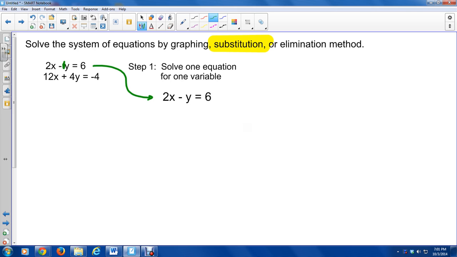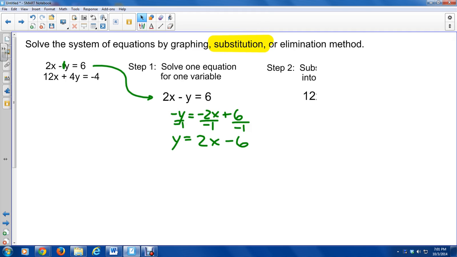So I'm going to solve for y, giving me negative y equals negative 2x plus 6, and I'm going to divide all three terms by negative 1, giving me y equals, dividing by negative 1 for all of these, negative 2 divided by negative 1, positive 2x, and minus 6. Be careful with your signs. Okay, I've successfully solved the first equation for y.